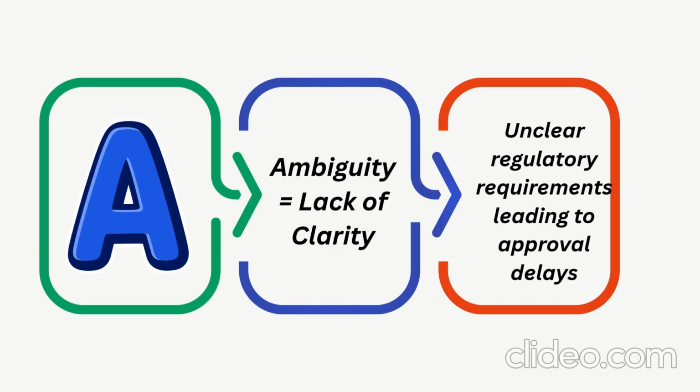Then you can ask them to think about ambiguity in the project, which is information that is unclear, incomplete, or open to multiple interpretations. So ambiguity can be a risk in the project, like unclear regulatory requirements leading to approval delays.